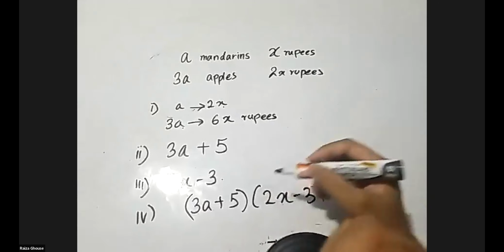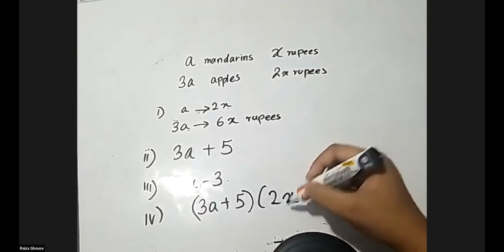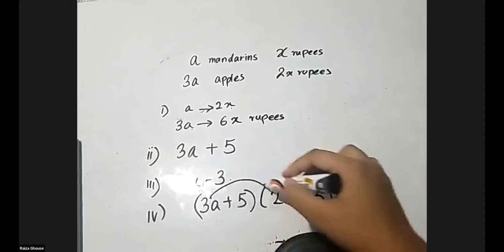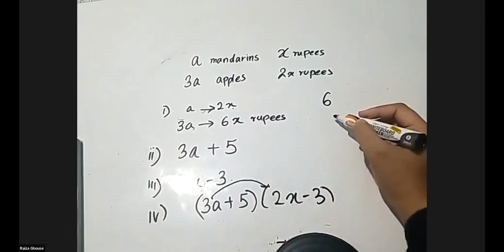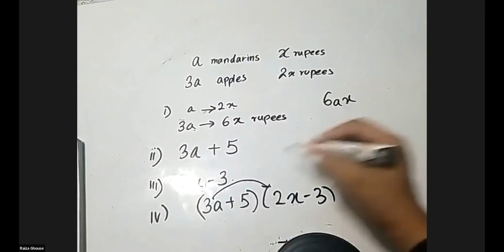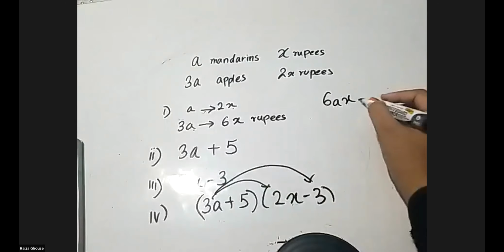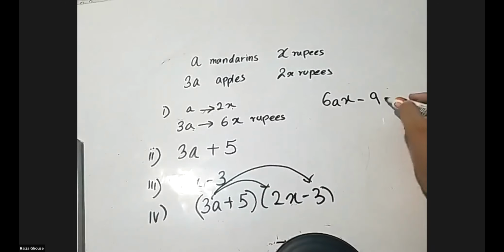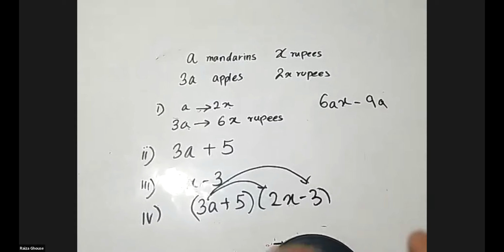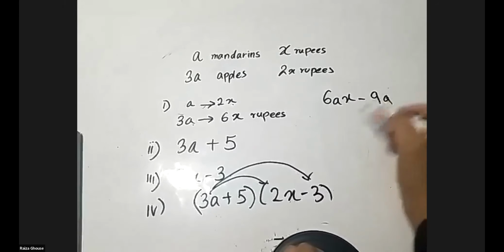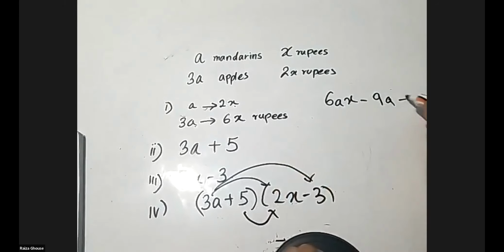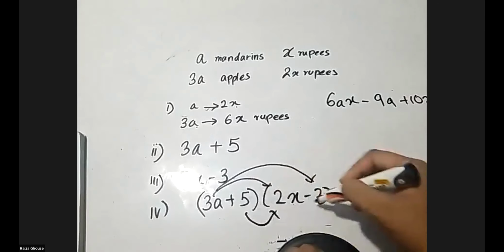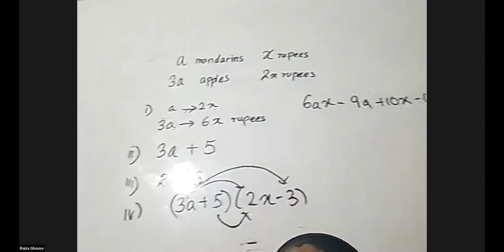Right. Here I can multiply 3A into 2x. I'll show you with arrows. 3 into 2 is 6. A into x is Ax. So 6Ax. 3A into minus 3 is minus 9A. And the other part, 5 into 2x is 10x. 5 into minus 3 is negative 15, because it's positive into negative.